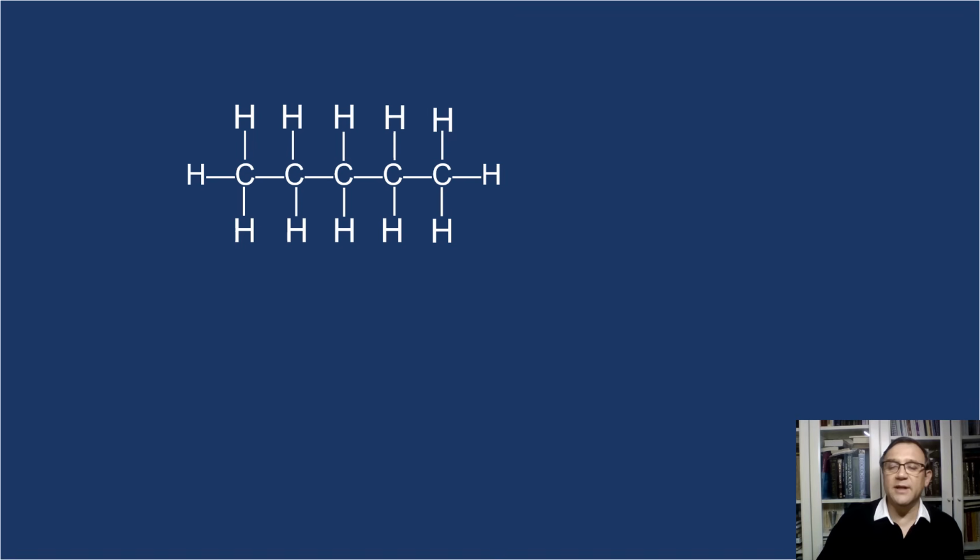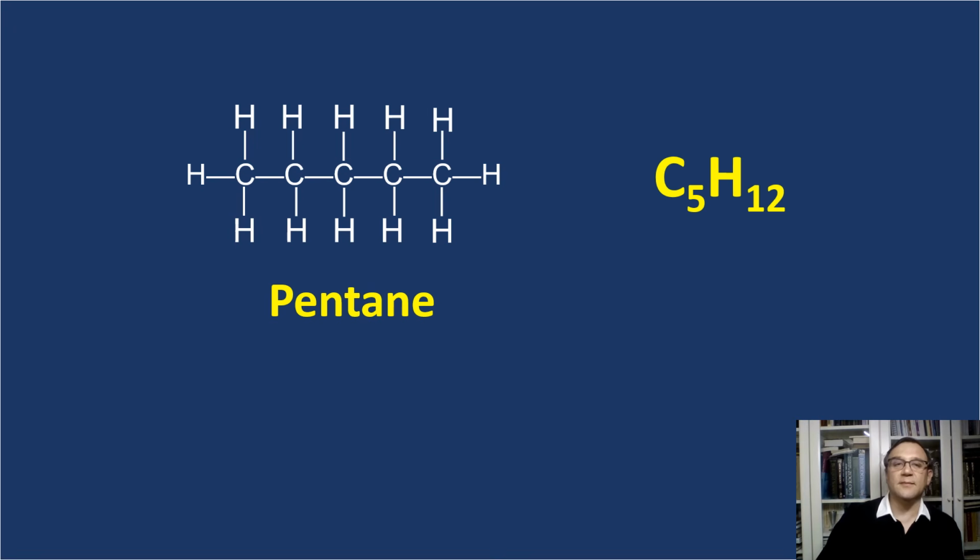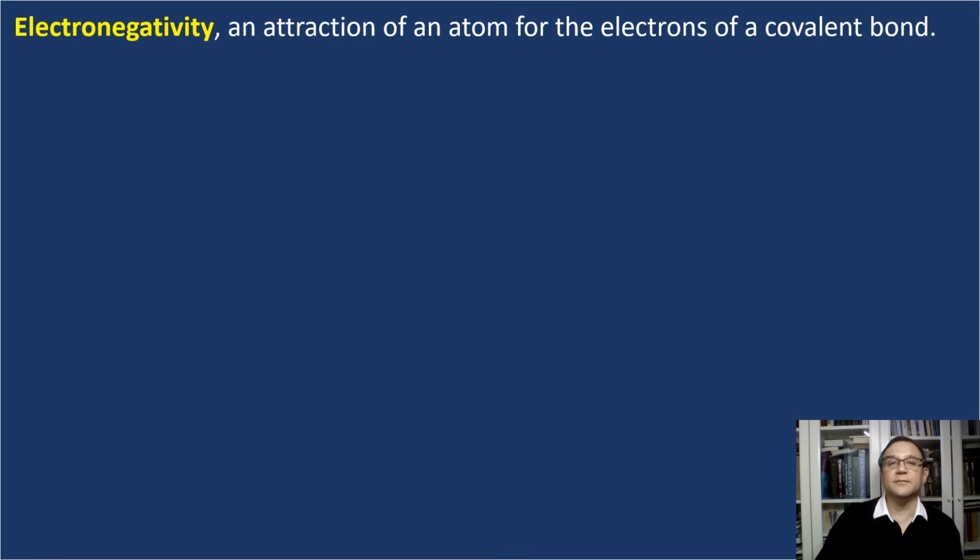How do we name this compound? It has 5 carbons in its formula. Pentane. It is pentane because there are 5 carbons in its molecule. Penta stands for 5 in Greek. Here is the molecular formula of pentane. It has 5 carbons and 12 hydrogens.